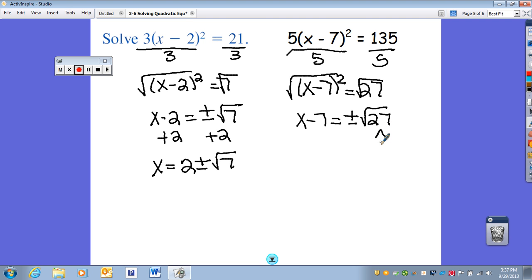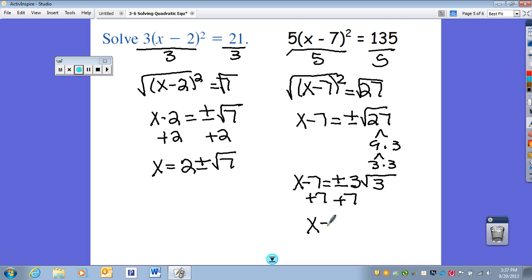If I were to make a factor tree for 27, I'd have 9 times 3 and 3 times 3. So when I'm simplifying, x minus 7 is equal to plus or minus. Remember, I'd have 3 squared under the radical and then a 3 by itself. So if I have the 3 squared under the radical, I can take the square root of 3 squared, which is 3, and that leaves me with only a 3 under the radical. I'm going to add 7 to both sides to finish solving, so I'll have x equals 7 plus or minus 3 square roots of 3.